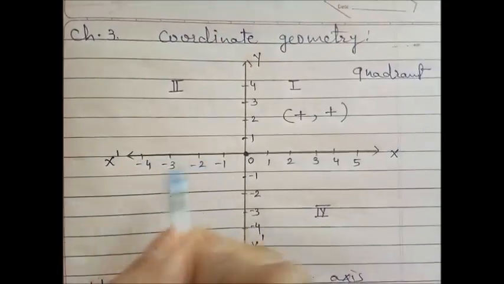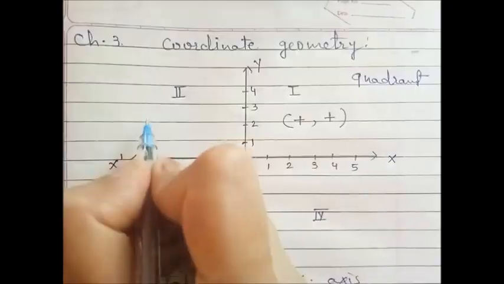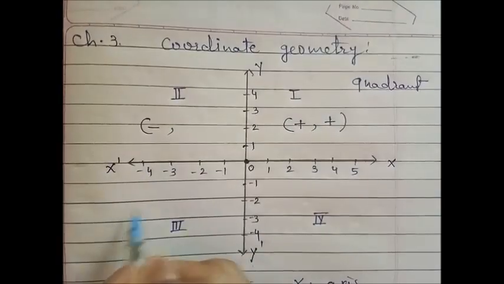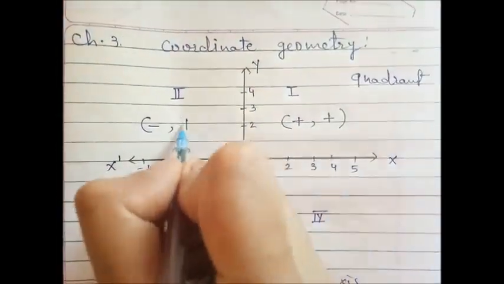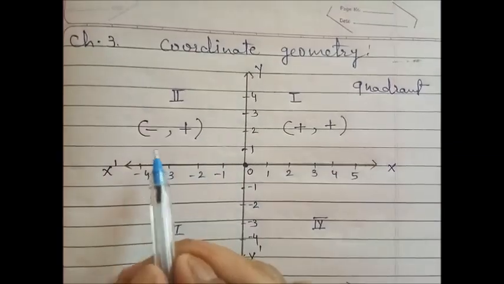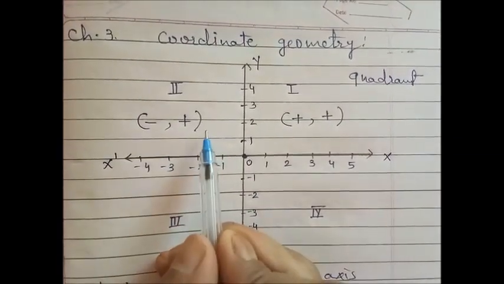Now for the second one, check what is x? X is negative, so x is minus. And what is y? Y is plus, right? So for the second quadrant, x will be minus and y will be plus.